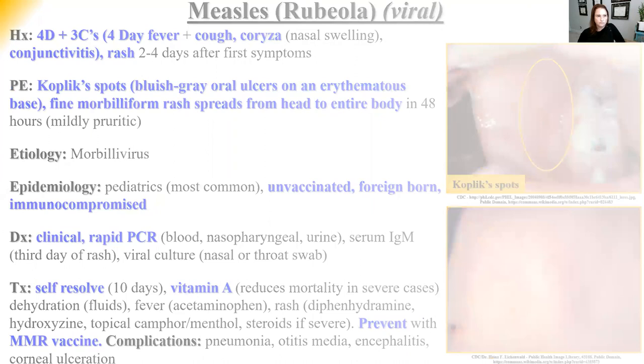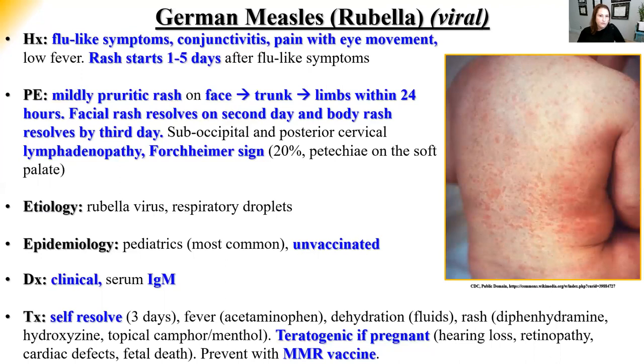Next, we have German measles, which is going to be the rubella virus that spreads through respiratory droplets. In this one, flu-like symptoms, conjunctivitis, kind of sounds like our last disease. Pain with eye movement is pretty specific to rubella. The rash starts about 1 to 2 days after the flu-like symptoms, and it's a fast-resolving rash. So it starts as this mildly pruritic rash on the face, the trunk, and the limbs. The facial rash resolves on day 2, and the body rash resolves on day 3. So it comes on fast and it goes away fast.